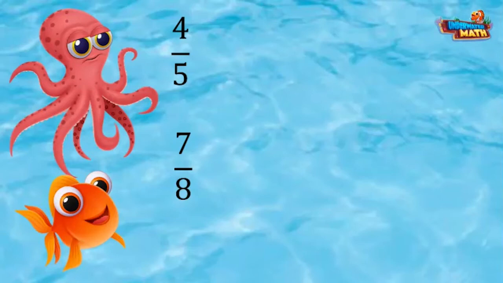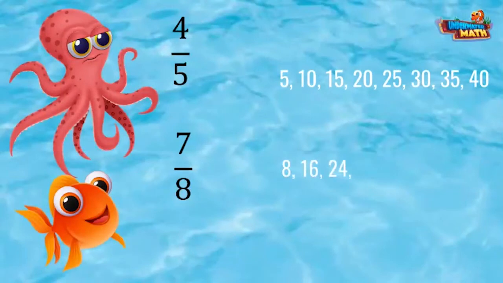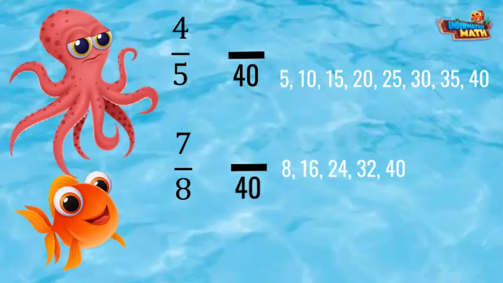When the other strategies won't work, we should find the least common multiple. I start by listing the multiples of 5. Then find the multiples of 8. 40 is the least common multiple between each number. I am now going to convert both fractions so they have a denominator of 40.